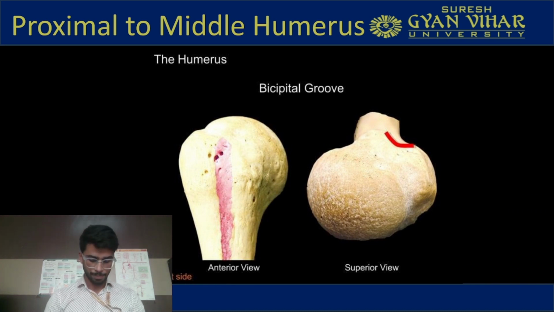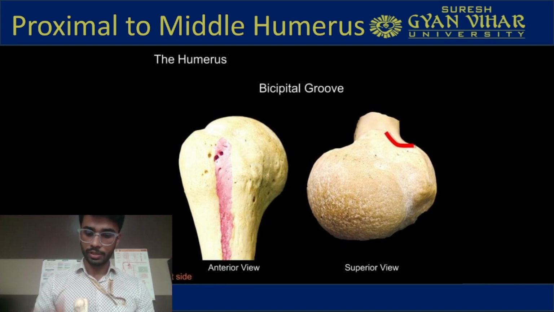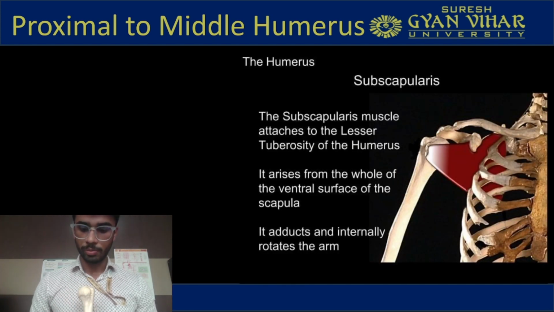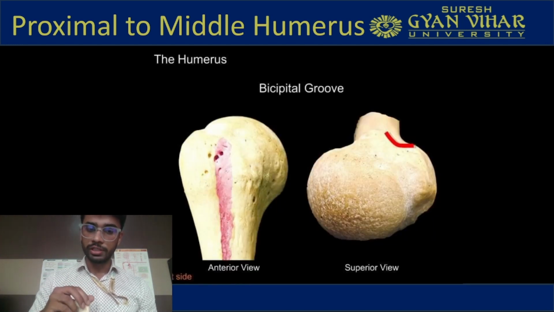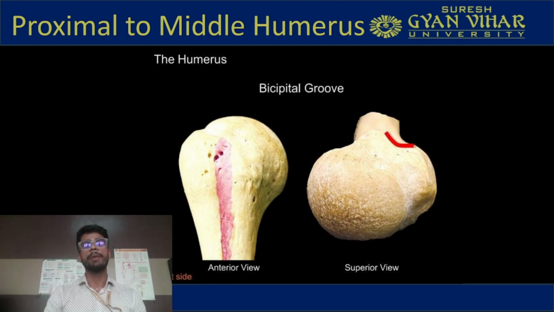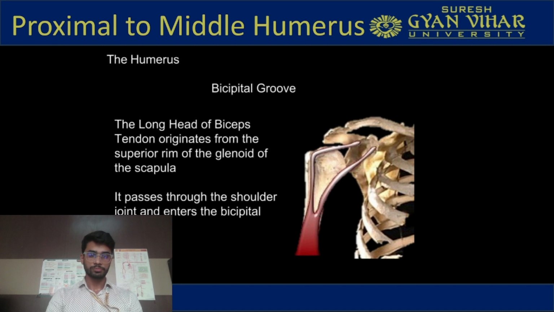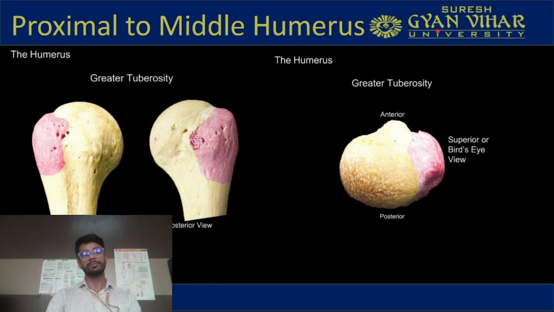Now there is a bicipital groove which is present between the greater tubercle and the lesser tubercle. This is the lesser tubercle, and adjacent to this is the greater tubercle, and between these two tubercles there is a sulcus. This groove is known as the bicipital groove because the biceps muscle tendon passes through it. The long head of the biceps tendon originates from the superior head of the glenoid of the scapula. From the supraglenoid tubercle, the long head of biceps originates, and it passes through the shoulder joint and enters the bicipital groove.